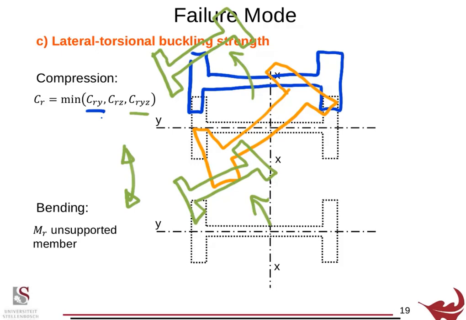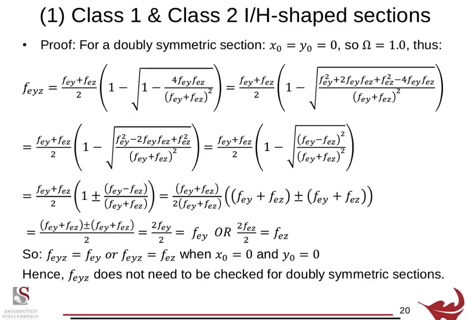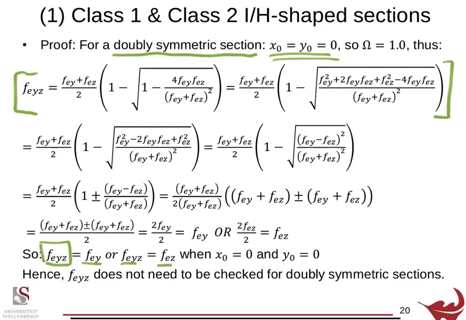However, when it comes to I sections and H sections, if it's a doubly symmetric section, we don't actually have to check FEYZ directly, because here's the equation for FEYZ. This whole long equation straight from our code. But if we take that equation and we put into it a doubly symmetric section, so that's our x0 and y0 is 0, i.e. our centroid and our shear center at the same place, and we just play with the mathematics a little bit, you can follow all of this through. What you'll find is most of these terms disappear, and you'll find FEYZ equals FEY or FEYZ equals FEZ.